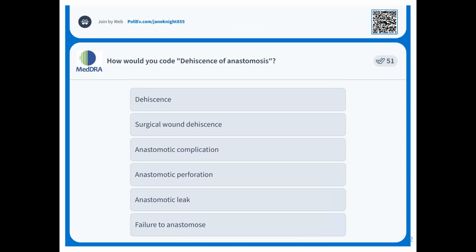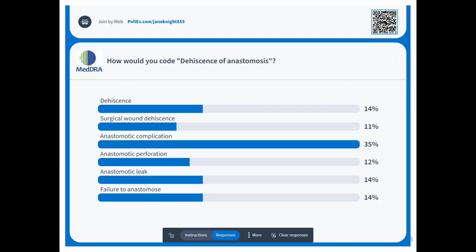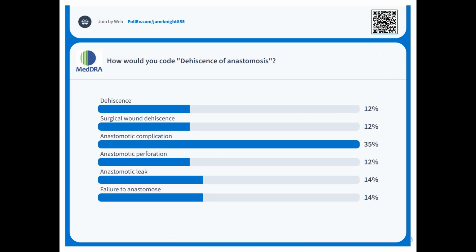So I see that we have 50 responses already. So let's look. Oh, so most of you are going for anastomotic complication, but we really have a split of opinions here. Dehiscence, surgical wound dehiscence, anastomotic perforation, anastomotic leak, failure to anastomose. But most of you are voting for anastomotic complication.